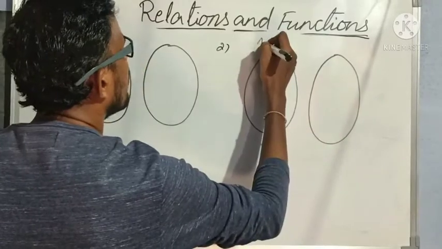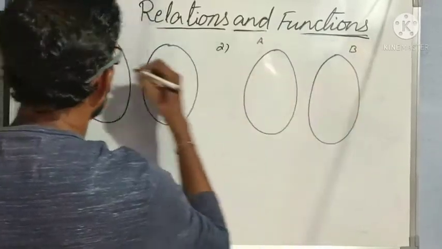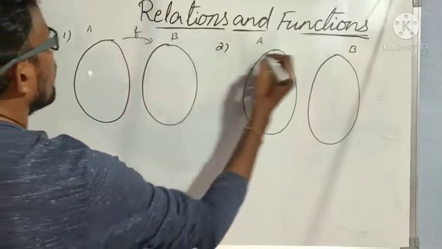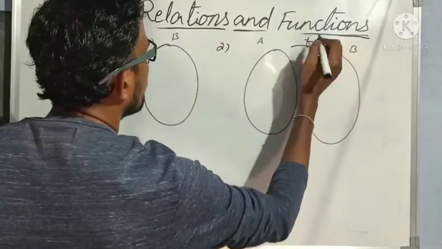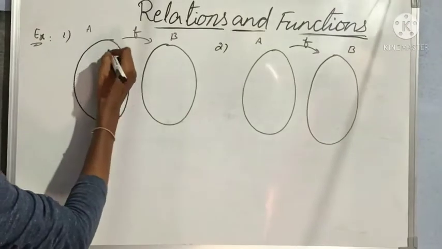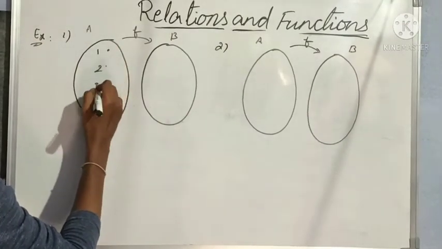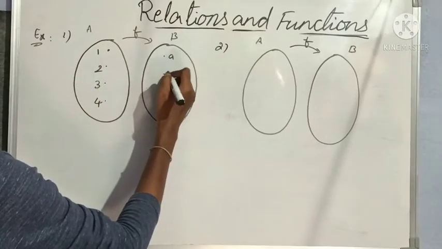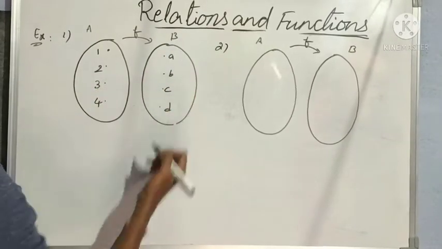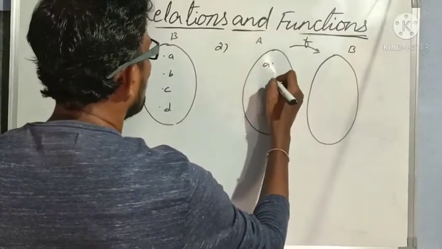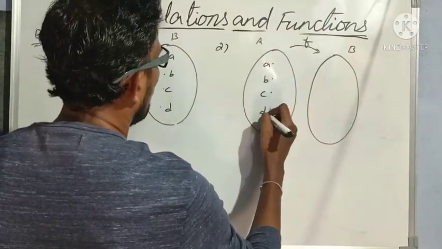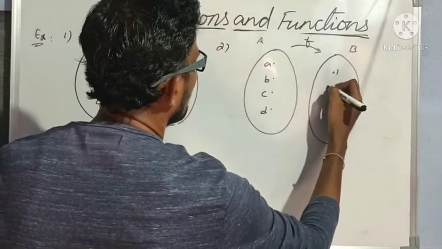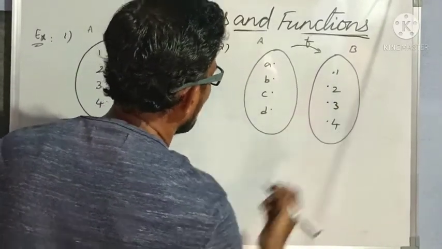Again here I am taking two functions, A to B and A to B. So this is a function from A to B and this is also a function from A to B. Now here I am taking 1, 2, 3, 4. Let us change the example now. And here I am taking A, B, C, D. I will take A, B, C, D in the first set, and here I will take 1, 2, 3, 4. I am not reversing the sets, just taking this for my convenience.